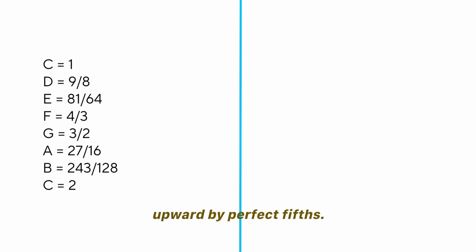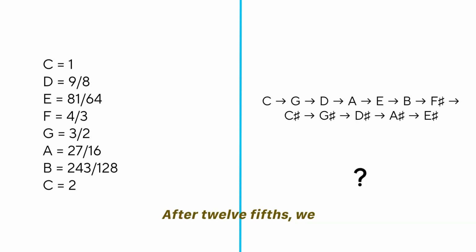Now let's keep moving upward by perfect fifths. After 12 fifths, we expect to return to C. On a modern piano, E sharp and F use the same key, so it may look as though the circle has closed, but mathematically, the final note is slightly different from C. The chain of perfect fifths almost closes, but not perfectly.